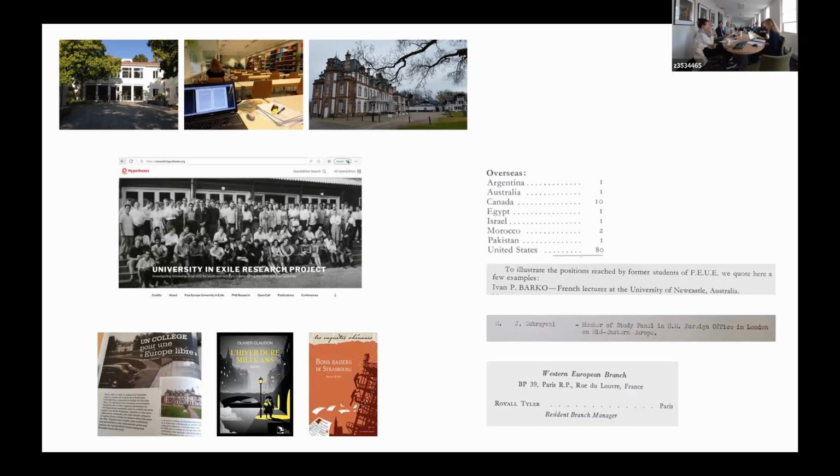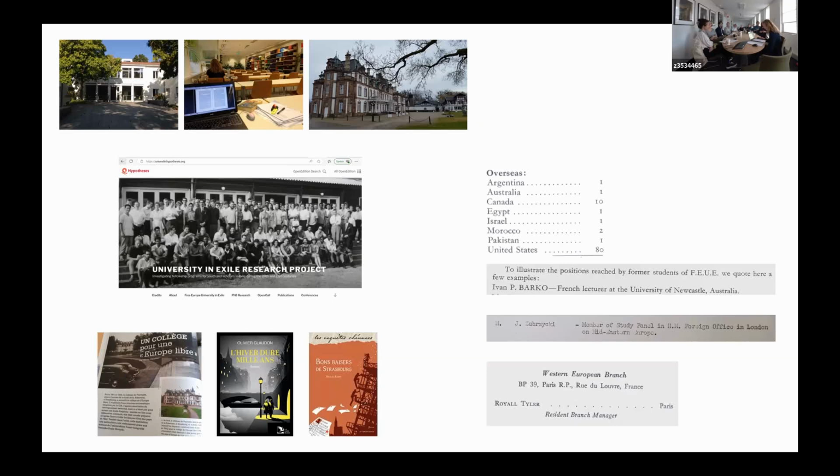Ivan Barko reminded me that another young Polish refugee who had lectured at the Free Europe College Summer University in 1955 also emigrated to Australia and went on to a distinguished career. This Polish refugee was Jerzy Zubrzycki, the father of Australian multiculturalism, who played a pivotal role in shaping Australian multicultural policies.